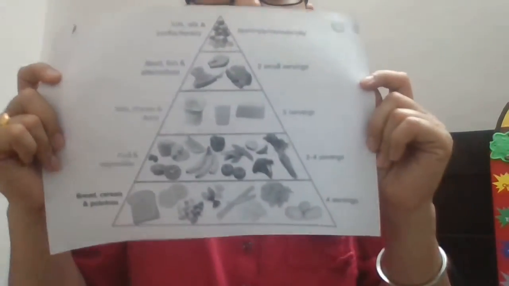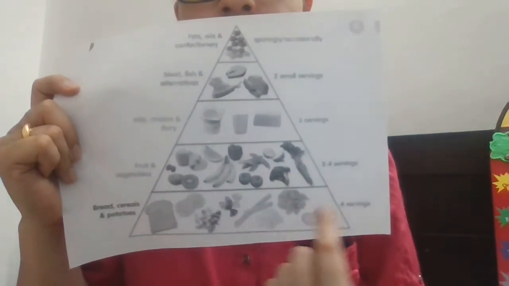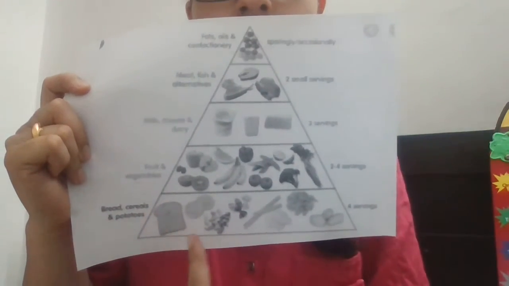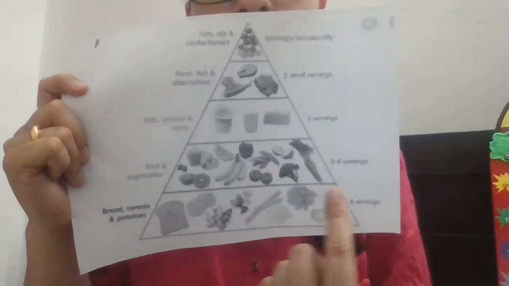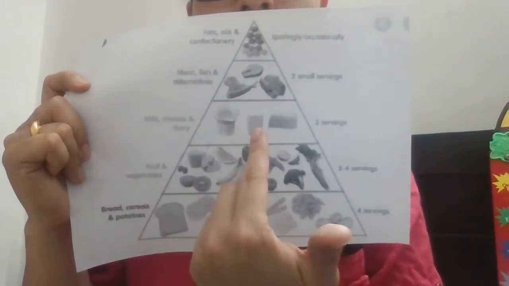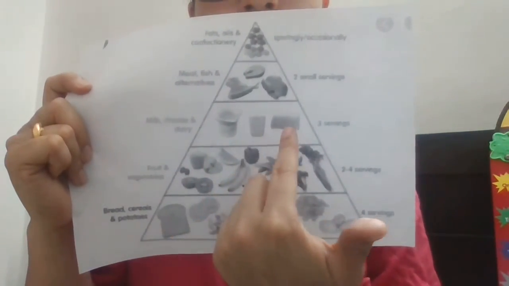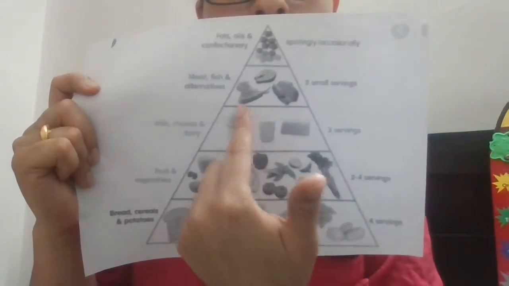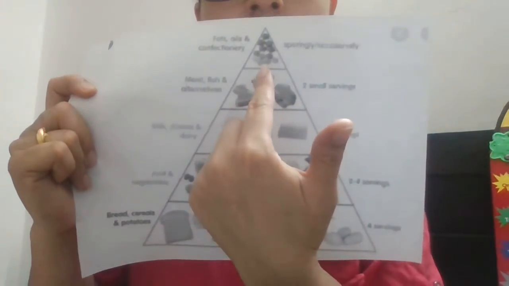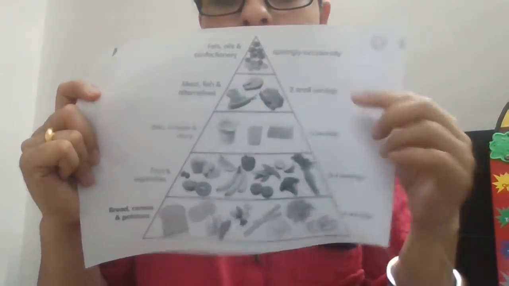Okay, let's take a look at this picture. Here you can see all the food items that I just mentioned, like bread, cereals, and then in the next section you can see fruits and vegetables. Then above that you can see all the milk products, milk, butter, cheese, and then you can see meat, fish, and then on the top you can see the sweets. Why have we divided these food items into groups?